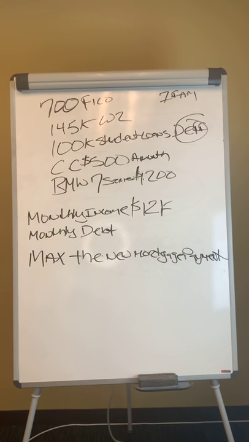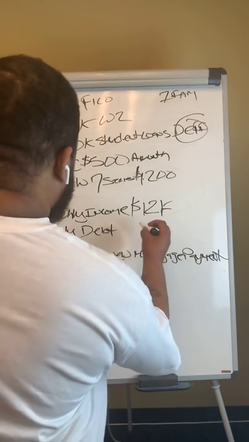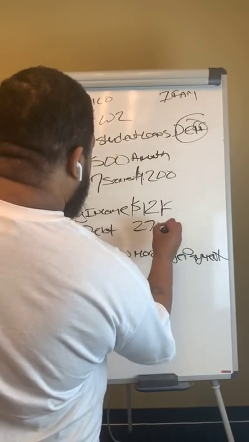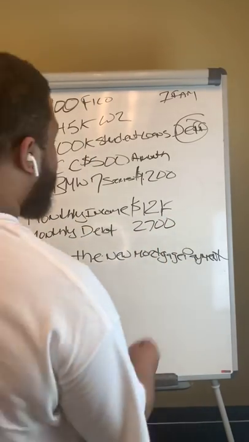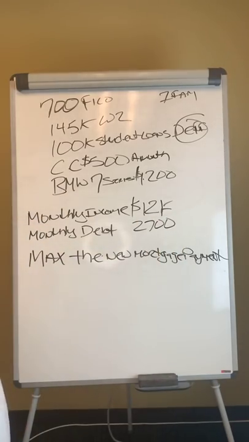Monthly debt, 1,800, 1,700. Nope. Remember, we got 100K in student loans, guys. 100K in student loans. That's right. Bingo. So we got $2,700 a month in debt, right? So we got 12K a month in monthly income.